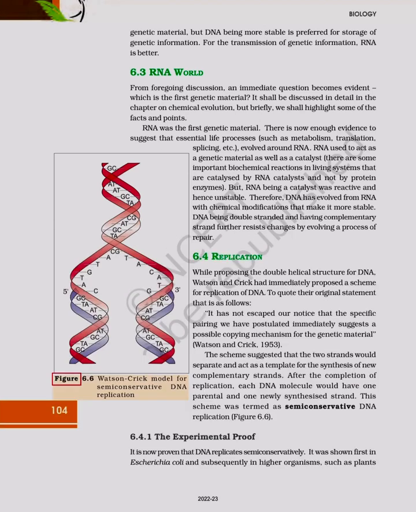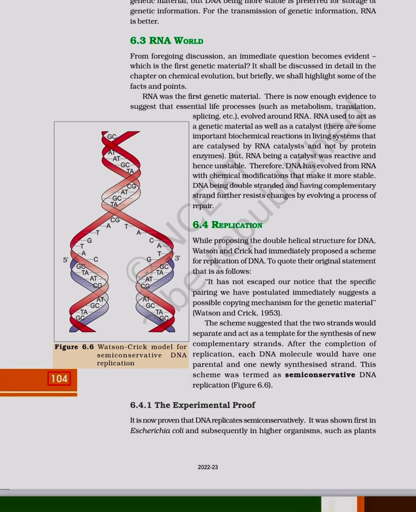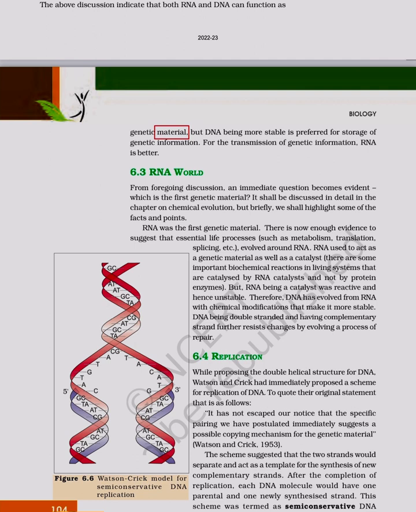Figure 6.6 Watson-Crick model for semi-conservative DNA replication. genetic material, but DNA being more stable is preferred for storage of genetic information. For the transmission of genetic information, RNA is better.